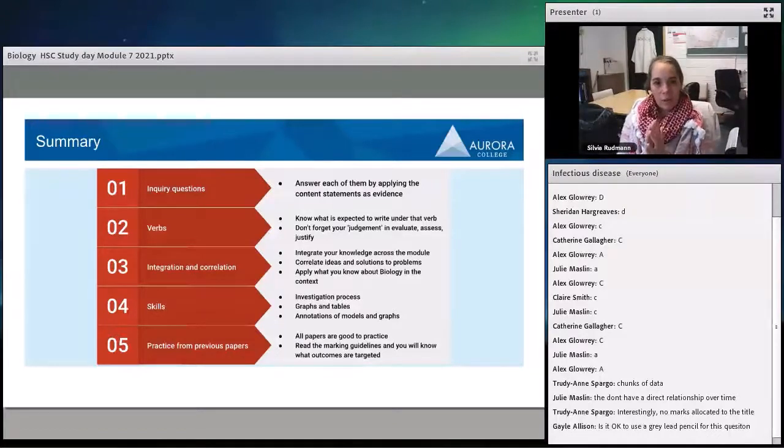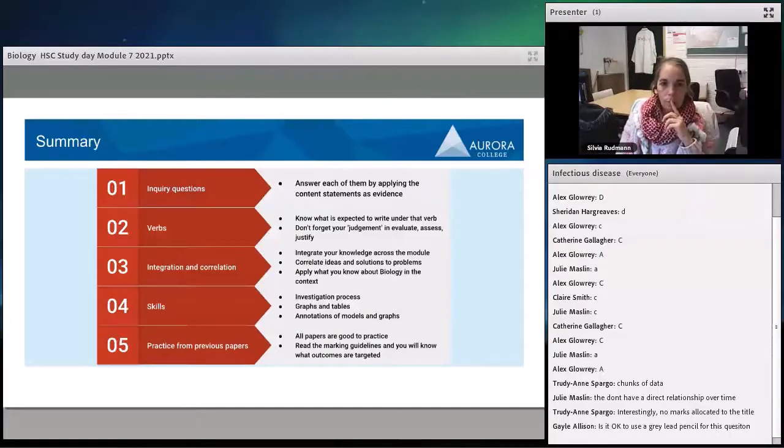Summary for this module. Answer the inquiry questions with all the evidence below those inquiry questions. That will help you to interrelate all the content. Learn the verbs. Keep an eye on the verbs in those content statements in your syllabus. Integrate things. Sit down and say, okay, I learned about diseases. This can be related to this module, because of that. Put in examples, all right? I know that is a lot of work, but you are at HSC level and the marker will expect that you did that when you are studying.